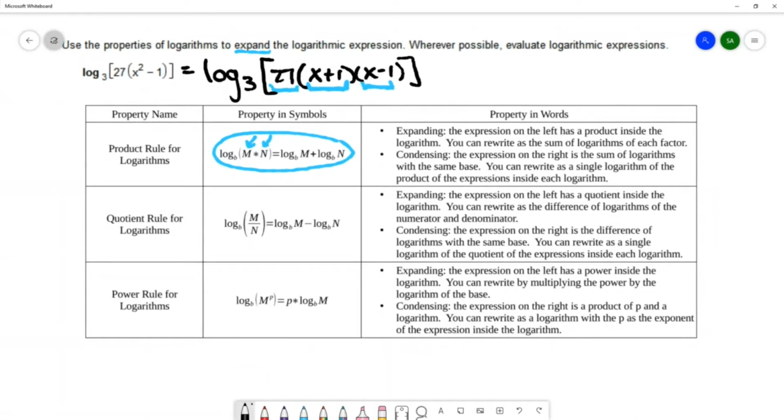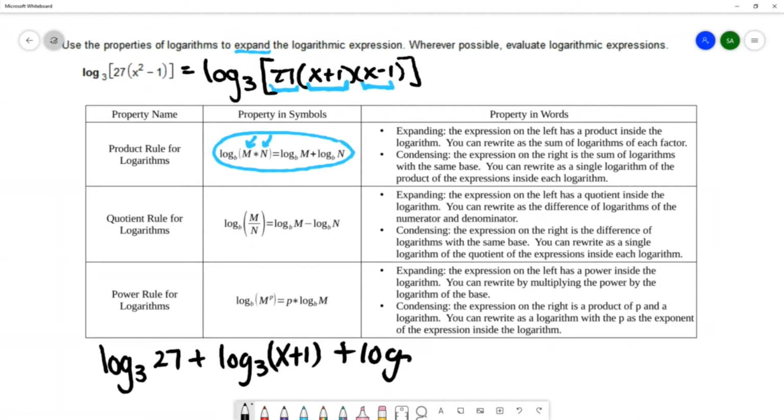So that can be written as log base 3 of 27 plus log base 3 of x plus 1 plus log base 3 of x minus 1. So you'll notice that I kept the base of 3 on all of them, and we used addition because we are using the product rule. Inside of the log, we had a product of all of those factors.